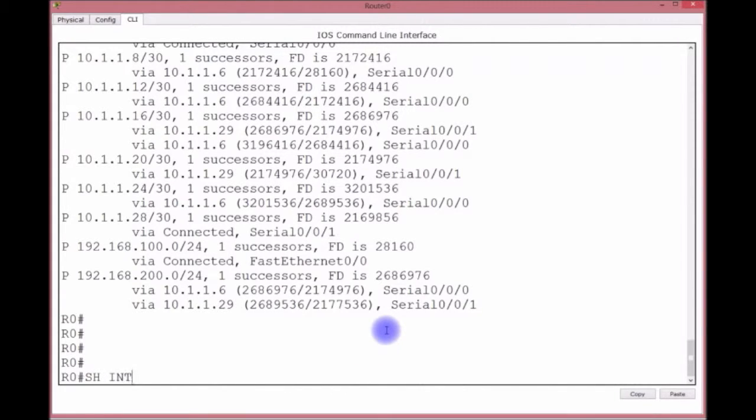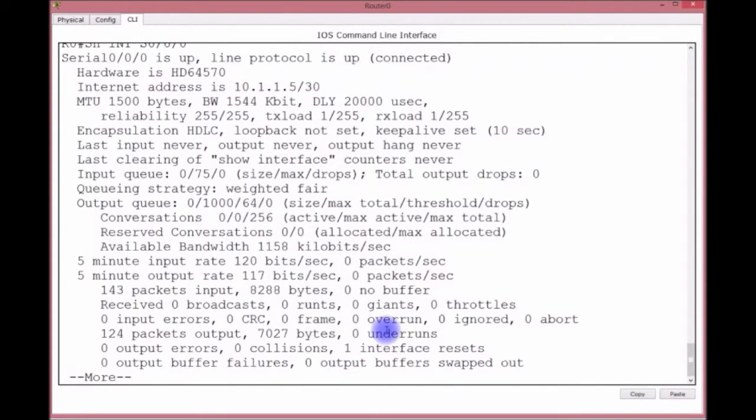Show interface S0/0/0. Enter. And here are your K values. There's your MTU. There is your bandwidth. There is your delay, in tens of microseconds. All right, here's your reliability. And there are your loads. Okay, so all we're going to mess with is this number.